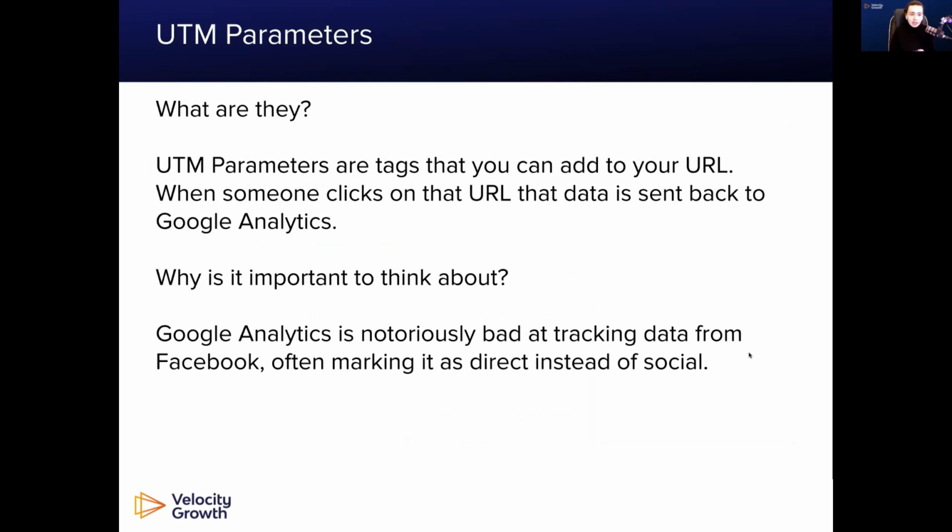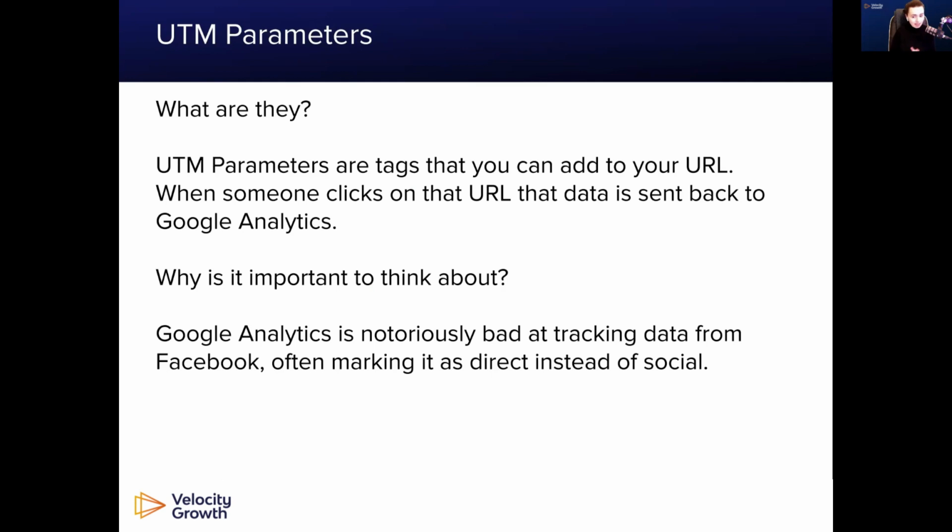And the last thing that you really want to think about when it comes to setting up your tracking for the first time is your UTM parameters. And these have become more and more important, especially since the iOS 14.5 changes. So what are they? UTM parameters are tags that you can add to your URL. When someone clicks on that URL, that data is sent back to Google Analytics.